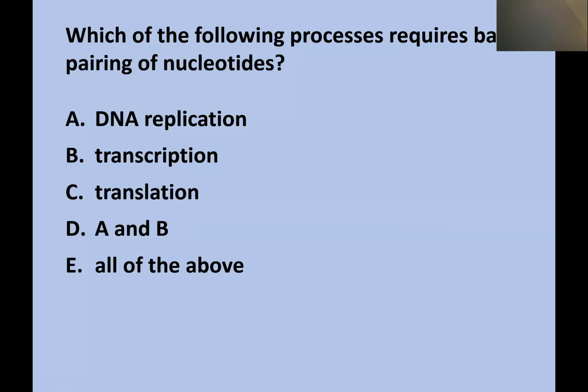Which of the following processes requires base pairing of nucleotides? Well, the answer is all of the above. We've just talked about base pairing for DNA replication. Remember that in transcription, you're base pairing DNA and RNA, so that we get mRNA that copies the DNA. And in translation, remember that tRNAs base pair with the messenger RNA. That's how the codons are read. So all of these processes require base pairing of nucleotides.